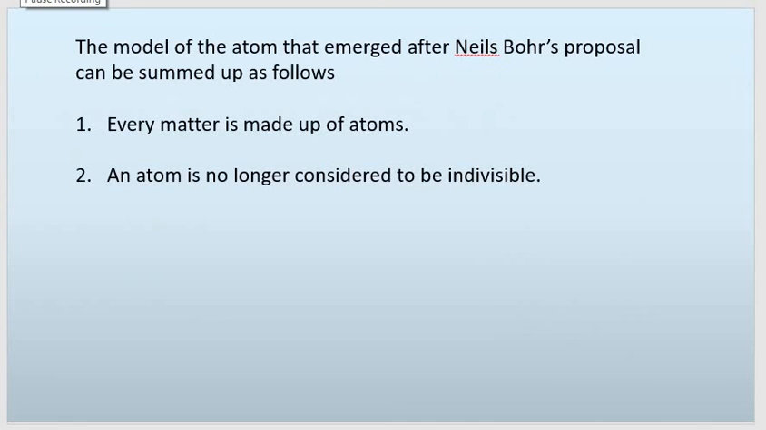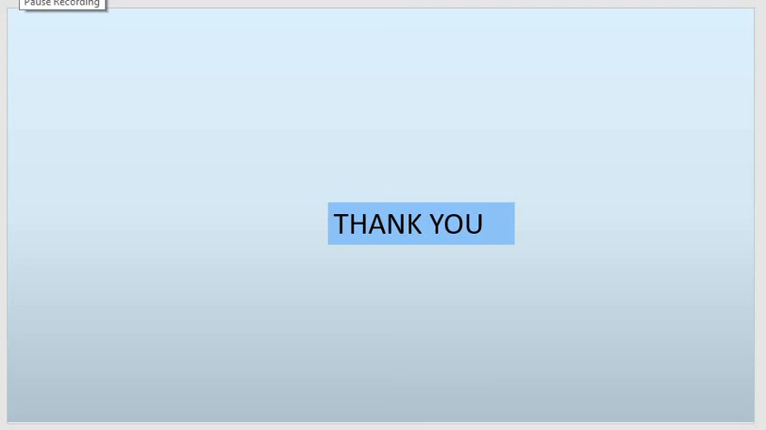The model of the atom that emerged after Niels Bohr's proposal can be summed up as follows. Every matter is made up of atoms. An atom is no longer considered to be indivisible. In this class, you learnt about the drawbacks of Rutherford atomic model, the discovery of neutrons by James Chadwick, and Niels Bohr's atomic model.